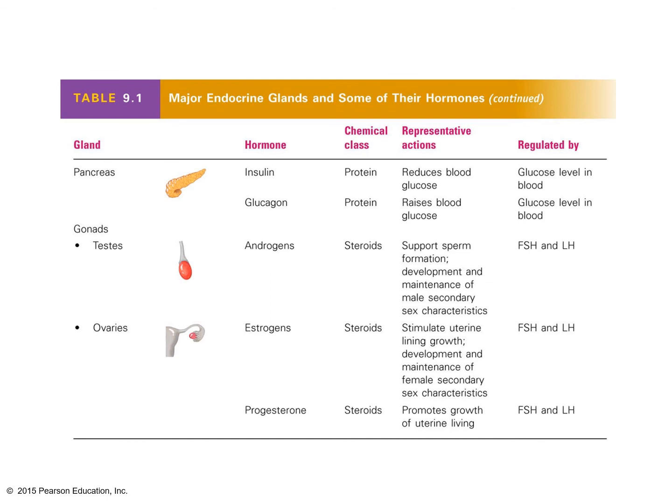In the ovaries, we have two steroid hormones as well, estrogens, which stimulate uterine lining growth, development, and maintenance of female secondary sex characteristics, and progesterone, which promotes the growth of the uterine lining, so that way it can develop overall for an incoming fetus.